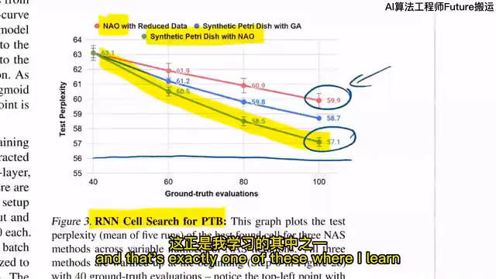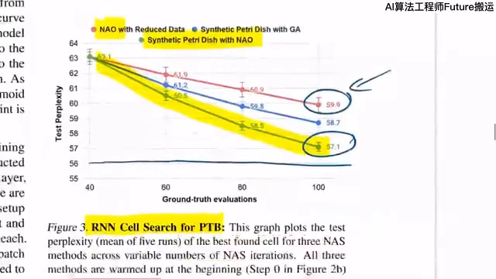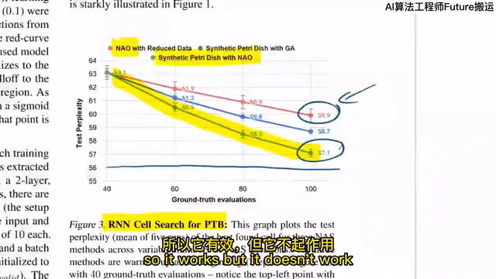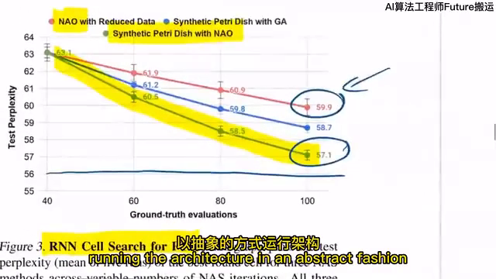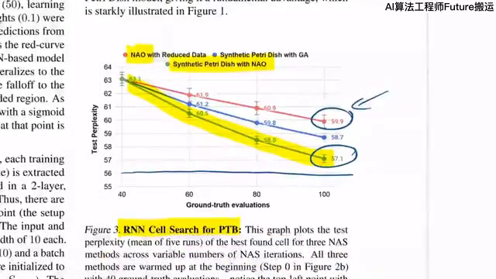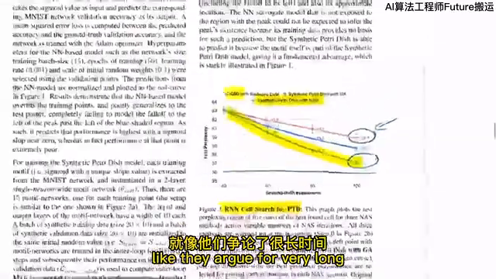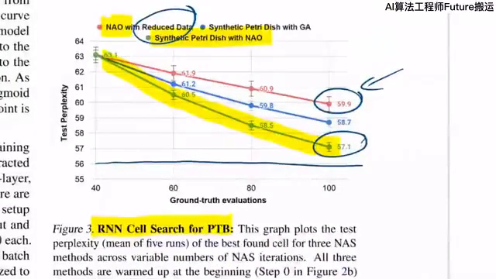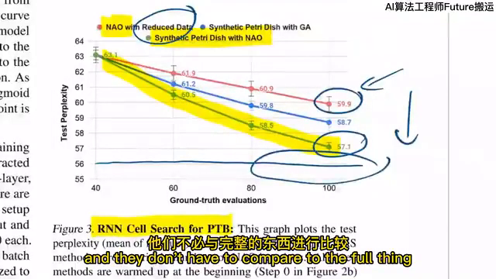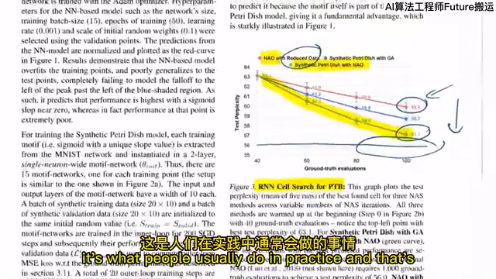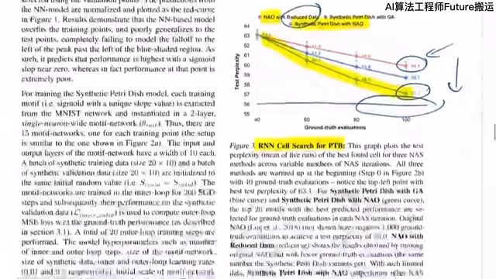And that's exactly one of these where I learn an architecture to predict the other architecture by just looking at it. So it works, but it doesn't work as well as actually running the architecture in an abstract fashion. This also shows you the importance of selecting your experimental evaluation in a smart way. Like they argue for very long why it makes sense to evaluate everything on reduced data, such that their method here can be better, and they don't have to compare to the full thing. It's easier for them to work on reduced data, and they argue, it's what people usually do in practice, and that's the task they focus on.